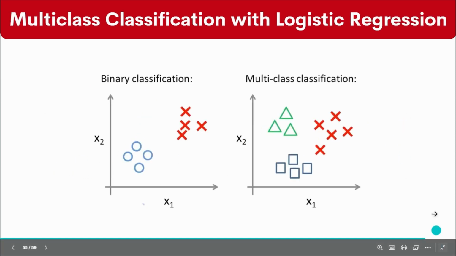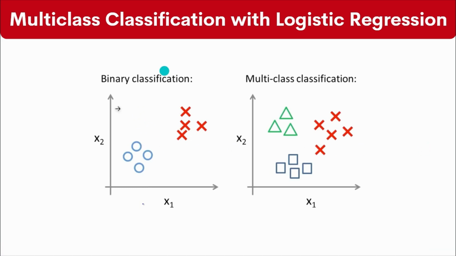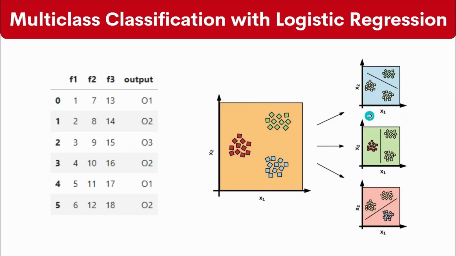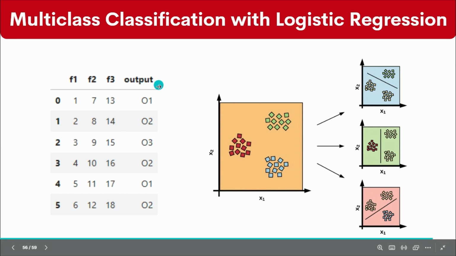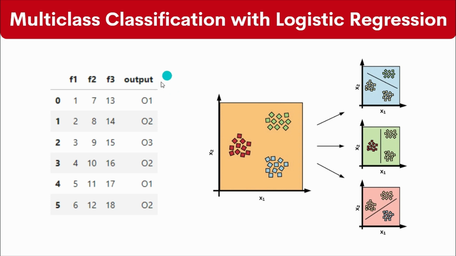So now, going to multi-class classification with logistic regression: binary is fine, but how are you going to predict a multi-class classification? What will happen is, it will be split into parts. See here, you have F1, F2, F3 and your output. These are features and this is your output. And your output has three classes, O1, O2, O3. Three classes are available, so it will be split into parts.